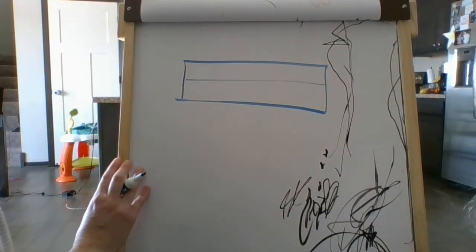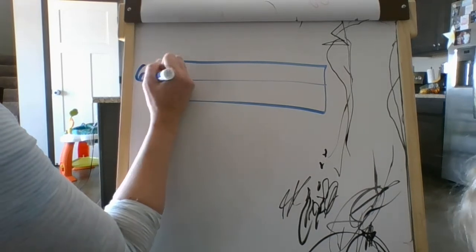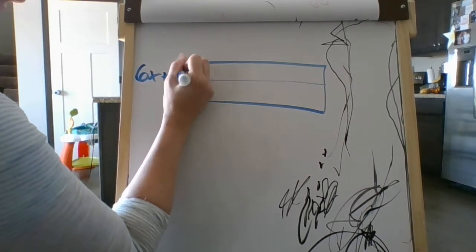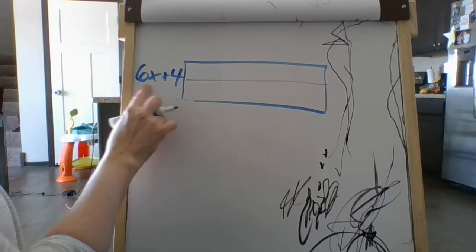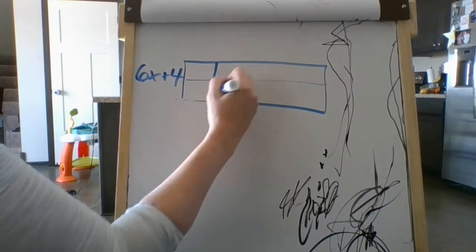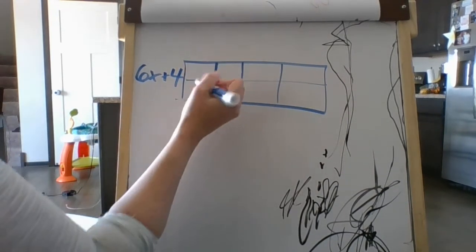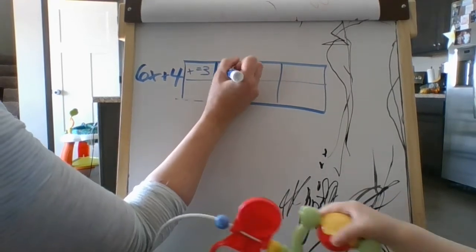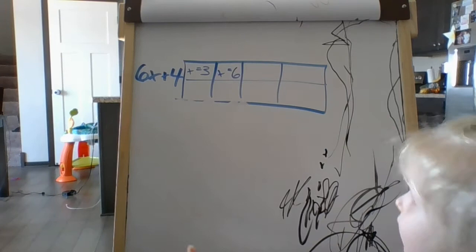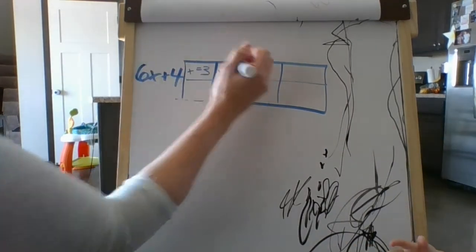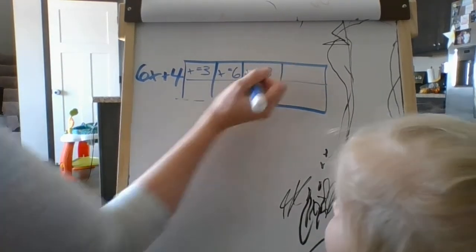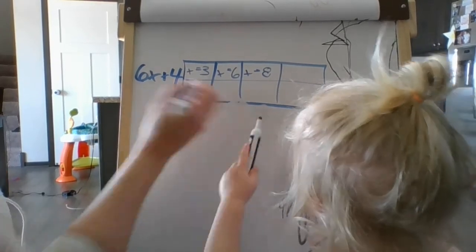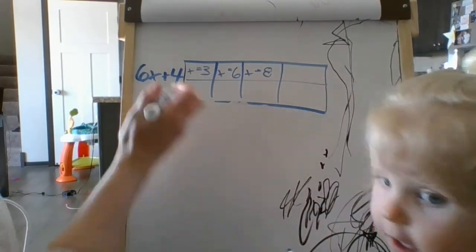There's going to be graphs like this that are going to tell you what your expression is. So here we have our 6x plus 4. And it's going to have you fill in, like, say, if x is 3, what's our answer going to be? If x is 6, what's our answer going to be? If x is 8, and so on and so on. So for these ones, you're going to have an answer in each of those spots.